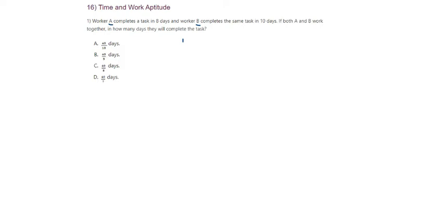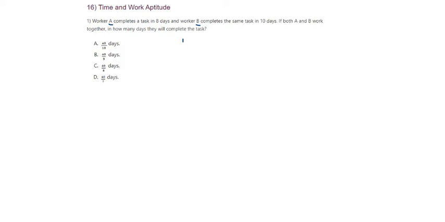A worker A completes a task in 8 days. And a worker B completes the same task in 10 days. If both A and B work together, in how many days will they complete the task? So they have asked in how many days they are going to complete the task if A and B work together. So let's see.